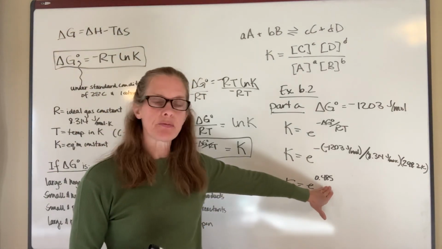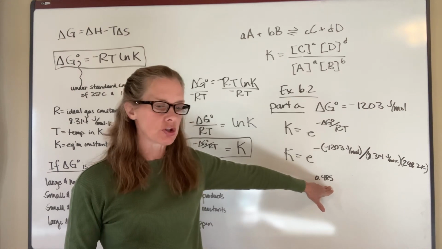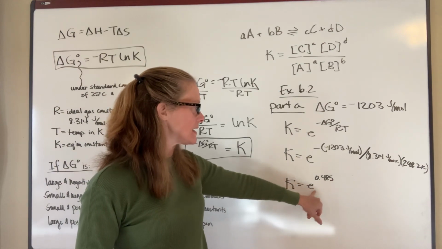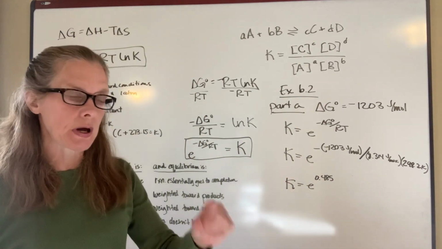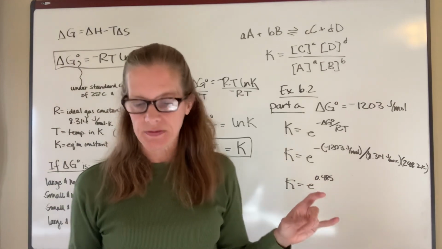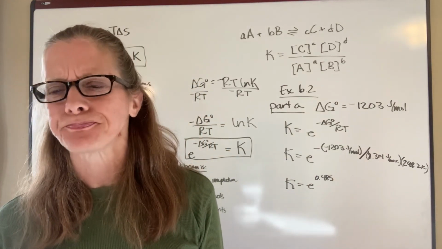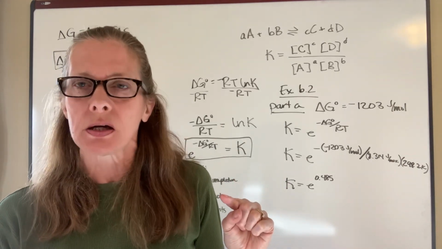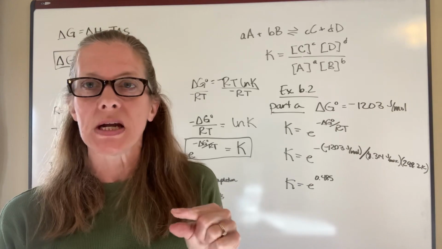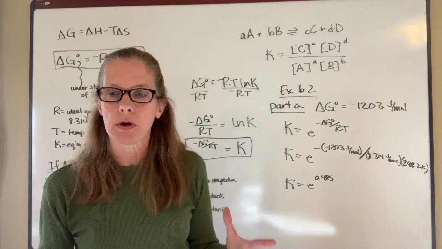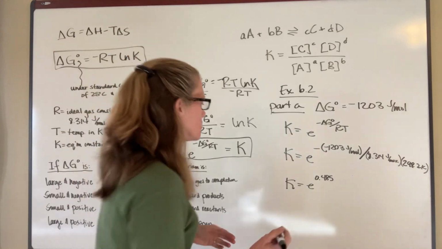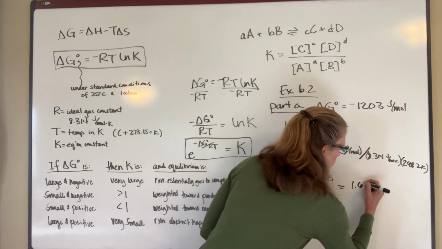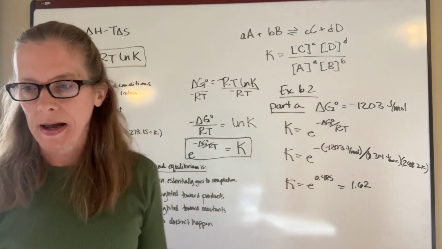So then once you have 0.485, what you need to do is figure out how to make your calculator take e to the 0.485. Usually you're going to type in 0.485, and then hit the inverse of the natural log, which is ln. It's not log, it's ln. So play with your calculator and make sure that you're getting the correct numbers here. Then if I take that, you should end up with 1.62, okay?